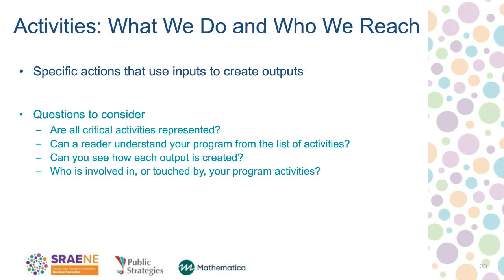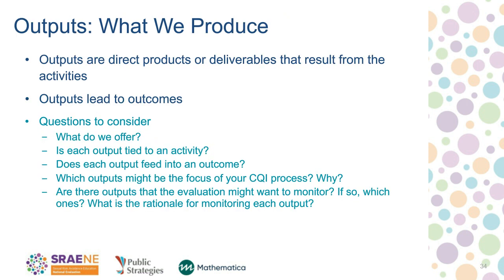All right. So outputs are direct products or deliverables that result from the activities, and they're going to lead to outcomes. So in this case, you want to think about, one of my activities is to do experiential learning trips through the local park. What's my output? It's going to be the number of kids who participate in the trips or something like that, right? That's going to be the output of that activity. So you need to think about that. And then the output should actually be connected to your outcomes as well. Remember all that if-then that we learned about earlier.